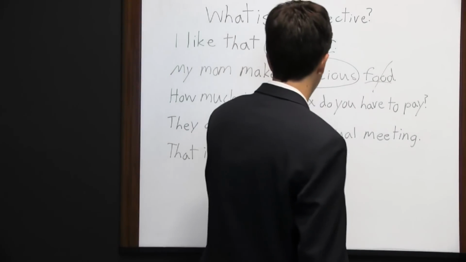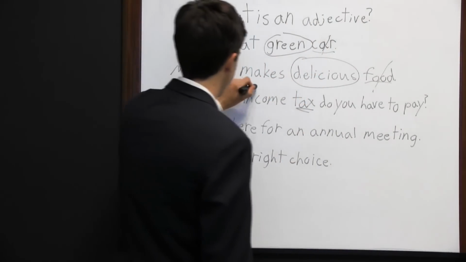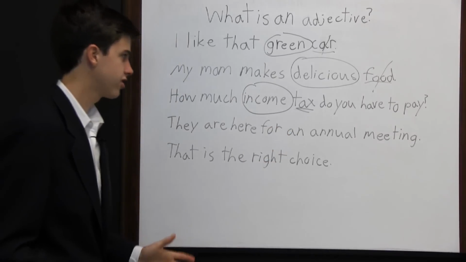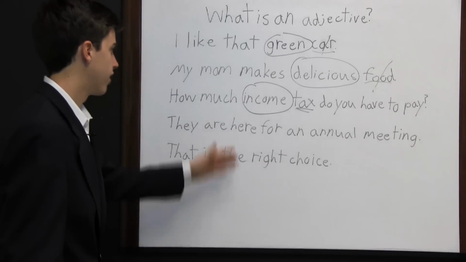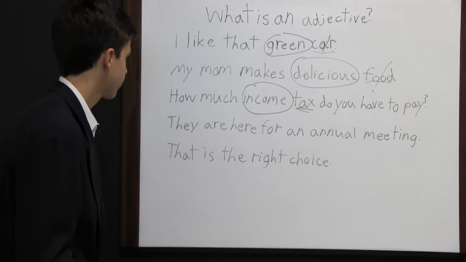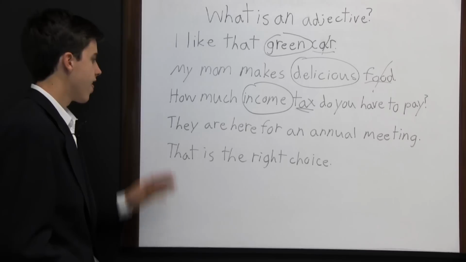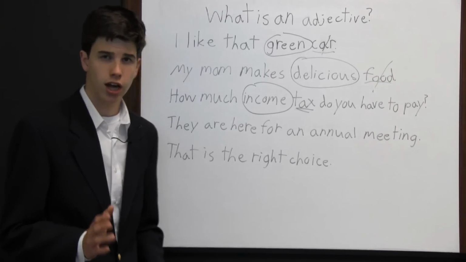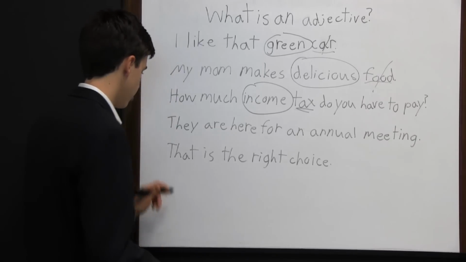So if we look at tax right here, income is the adjective further describing tax, because this could be a sales tax or a gift tax. But in this case, it's an income tax. So income is the adjective. Let's take a look at another example. They are here for an annual meeting. So, quick side note. There are words called articles.